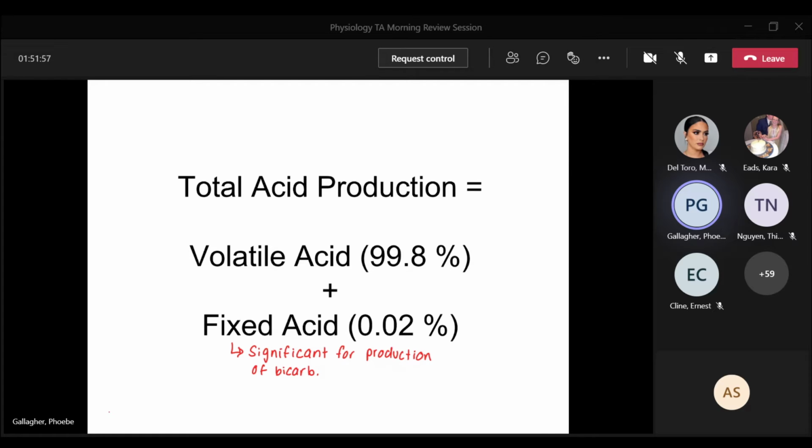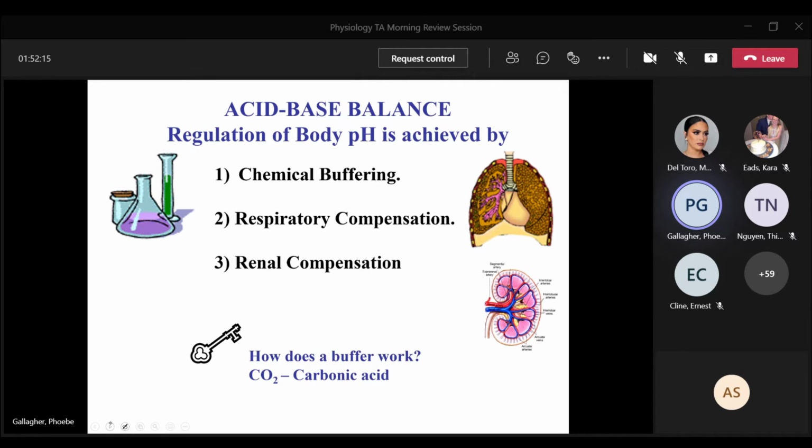So once again, for your total acid production, most of it is going to be volatile, as in CO2, and then a very small percentage of it, but still very important, is your fixed acids that are removed by the kidneys and play a role in the production of bicarbonate.